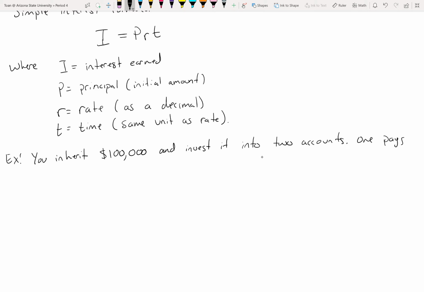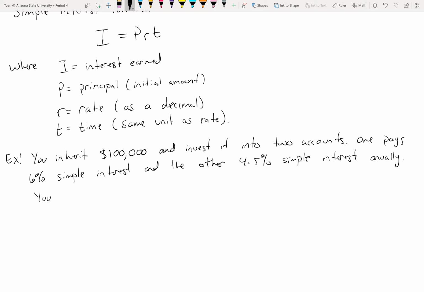You inherit $100,000 and invest it into 2 accounts. One pays 6% simple interest, and the other 4.5% simple interest annually. You earn $5,025 a year in interest. How much money did you invest in each account?